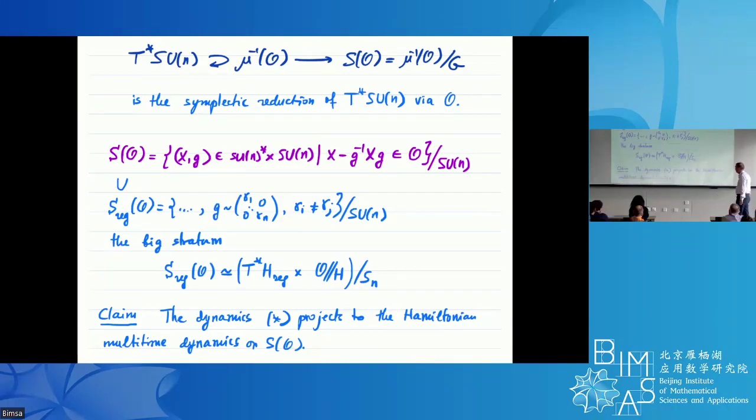But I forgot who. I think Ezra Getzler taught me that once you see the orbifold, treat it as a smooth manifold. You will never make a mistake. Okay, so I'm following his advice.